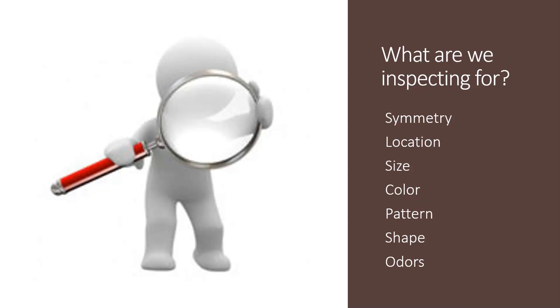Okay, so what are we inspecting for? We are looking for symmetry on both sides of the body. We're looking at the location of any abnormalities, size, color, pattern, shape, and odors. So anything that we find abnormal, we want to compare side to side and then note these characteristics as well.